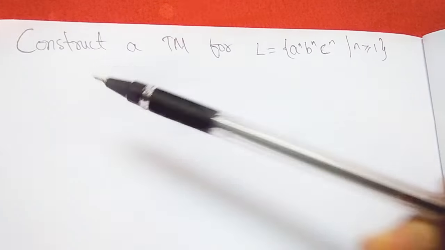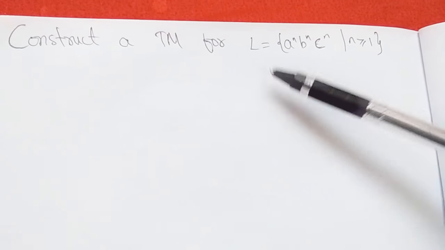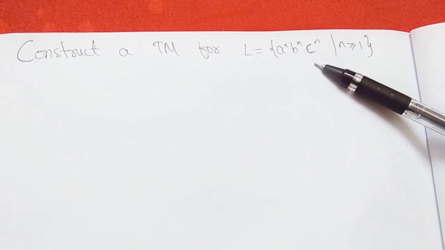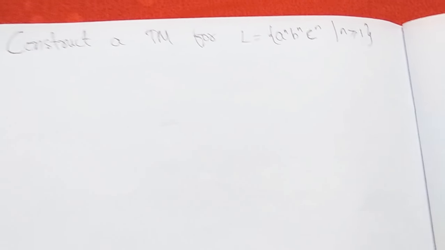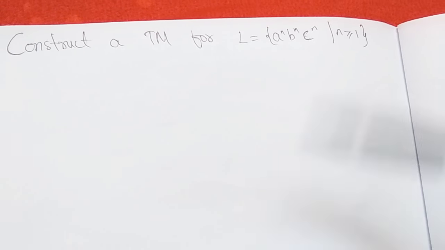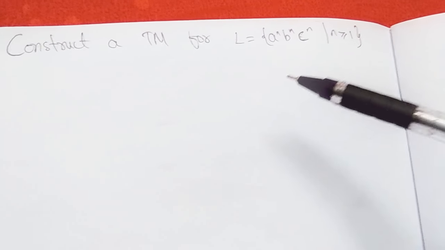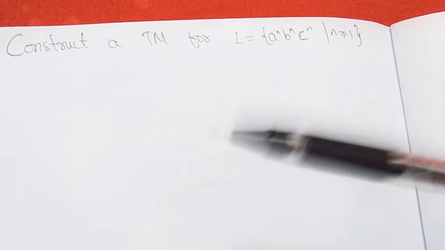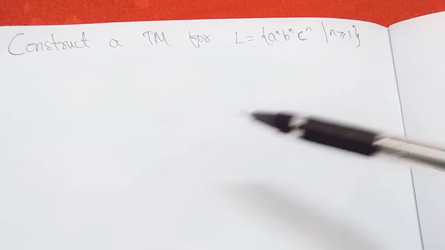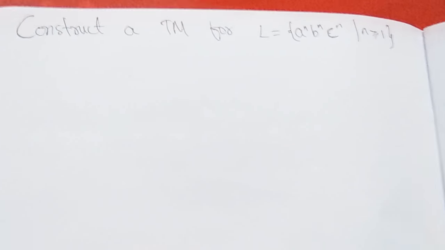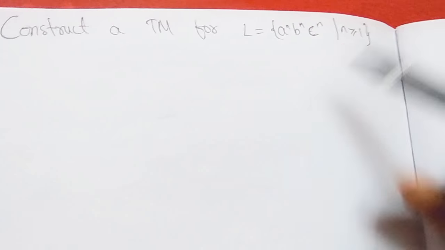Today I'm going to show you how to construct a Turing machine for the language L equals a power n, b power n, c power n, where n is greater than or equal to 1. In my previous video I constructed a Turing machine for the language L equals a power n, b power n. Please refer to the previous video, then it will be easy for you to understand this. So now let's construct a Turing machine.